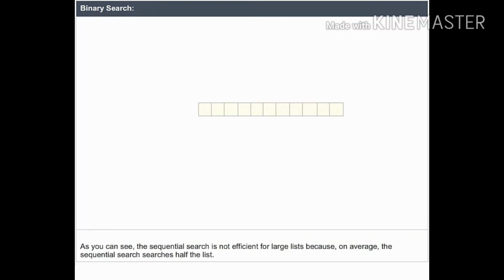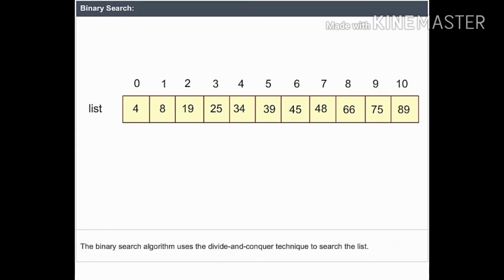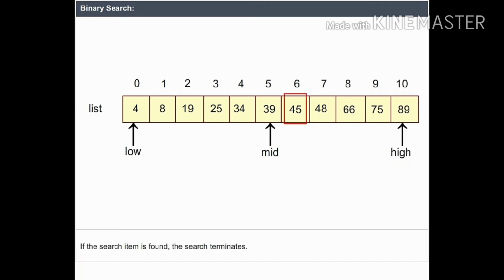Binary search. As you can see, the sequential search is not efficient for large lists because, on average, the sequential search searches half the list. The binary search algorithm uses the divide and conquer technique to search the list. First, the search item is compared with the middle element of the list. If the search item is found, the search terminates.